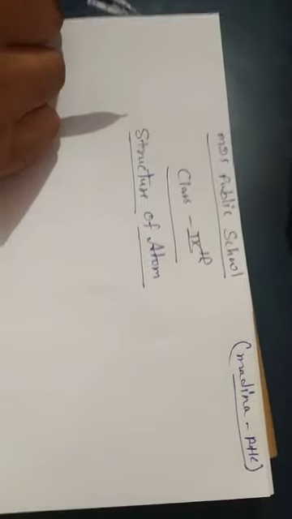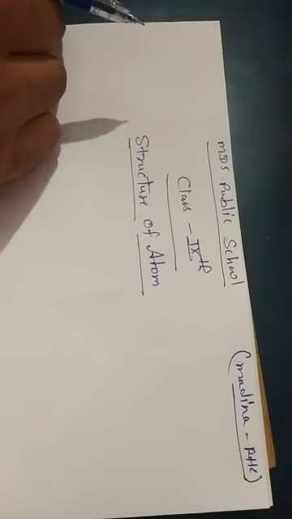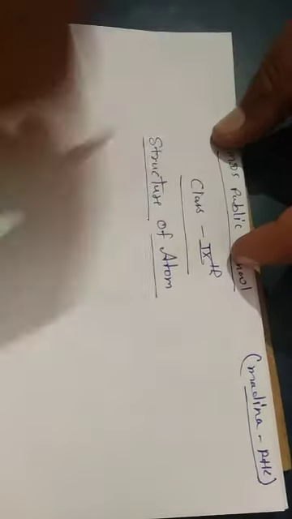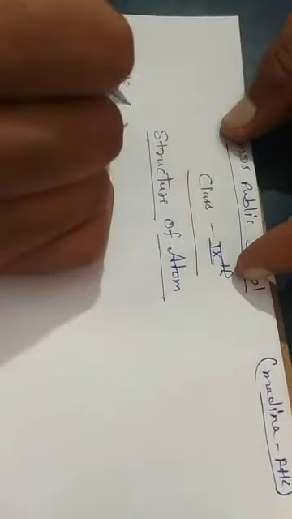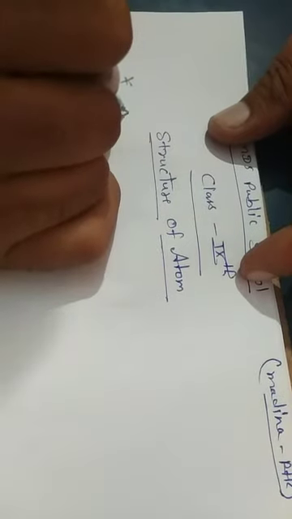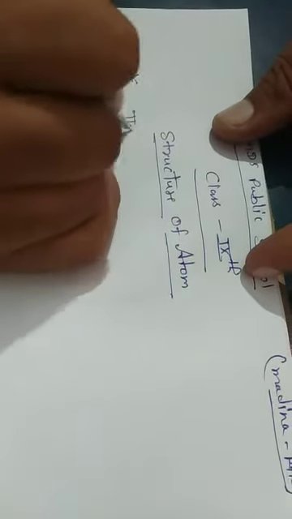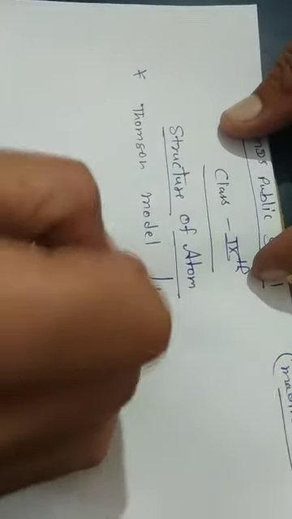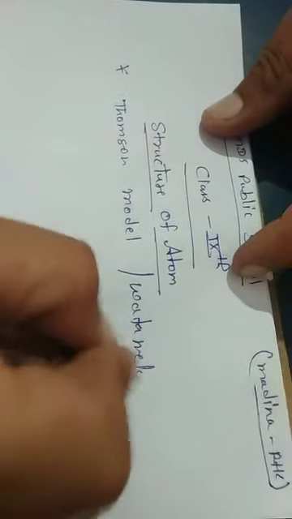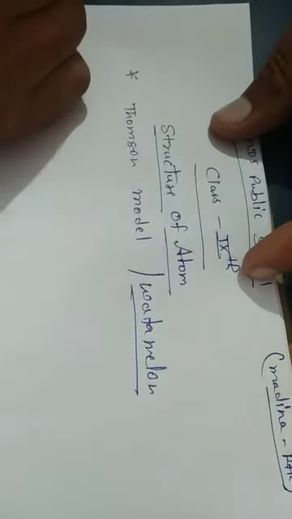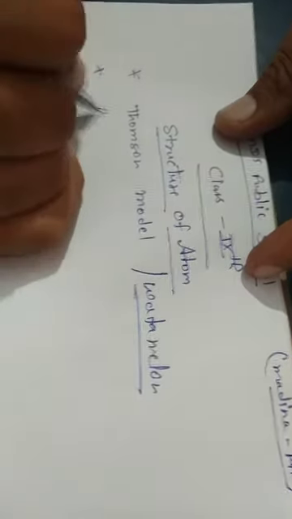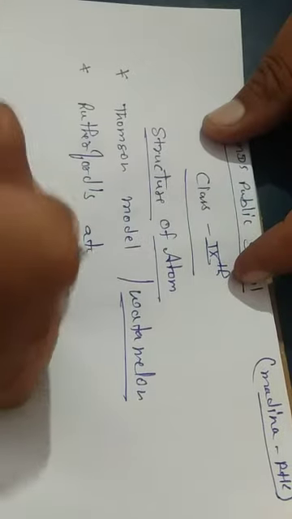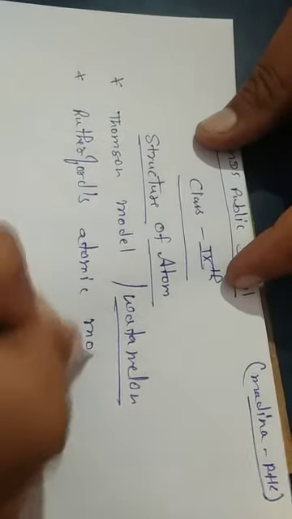Hello, dear students. In the previous lecture of our chapter Structure of Atom, we have already studied the Thomson model, that is your watermelon model, you can call. Okay? We have already discussed. Now today we are going to discuss Rutherford's atomic model. The second model is given by Rutherford here.